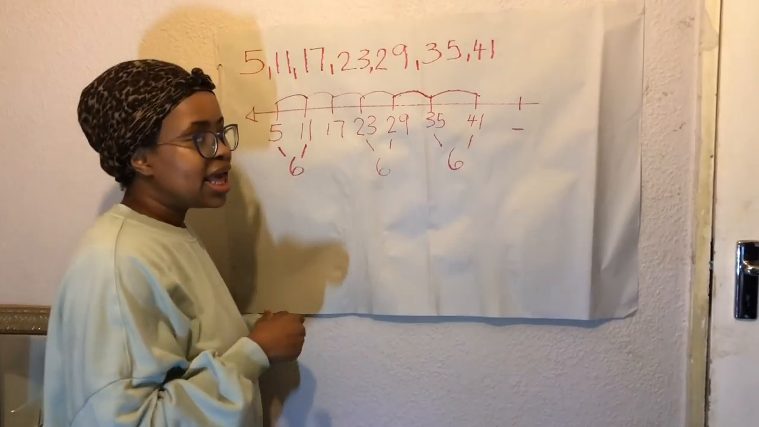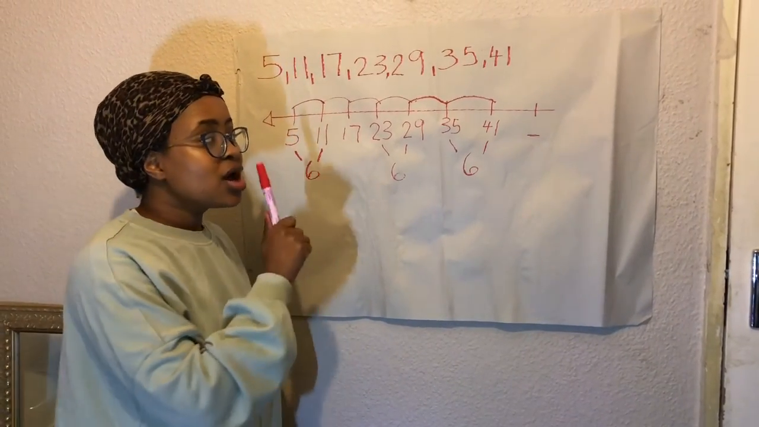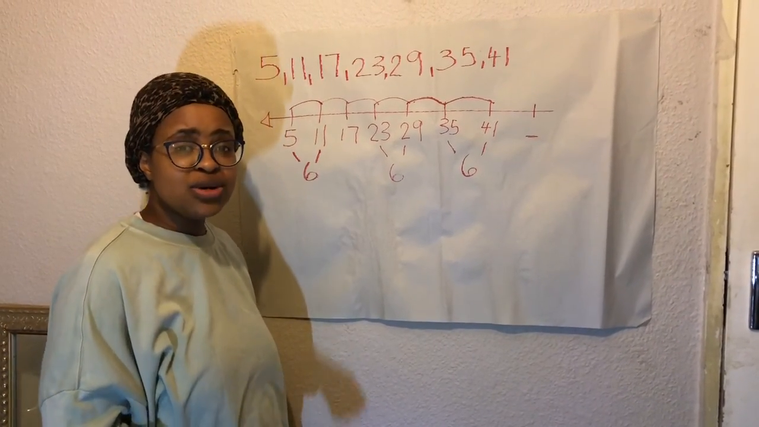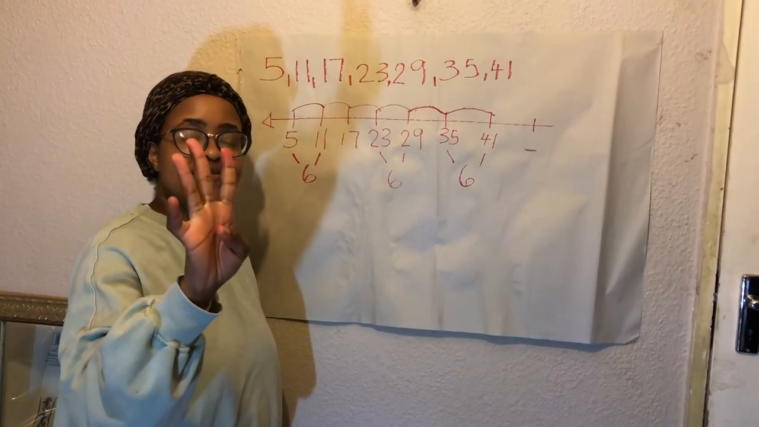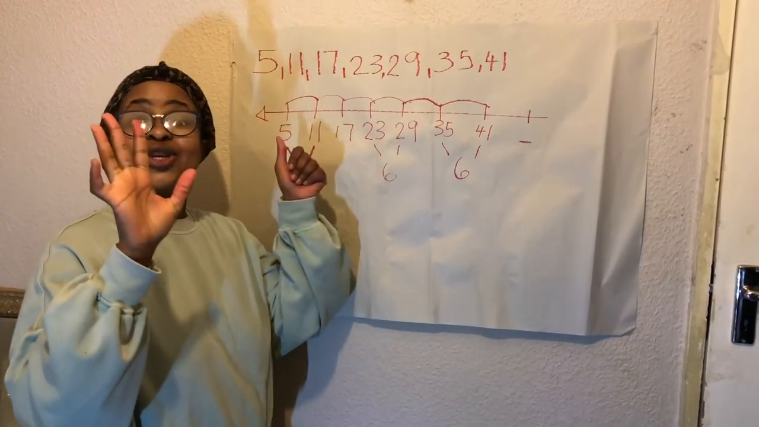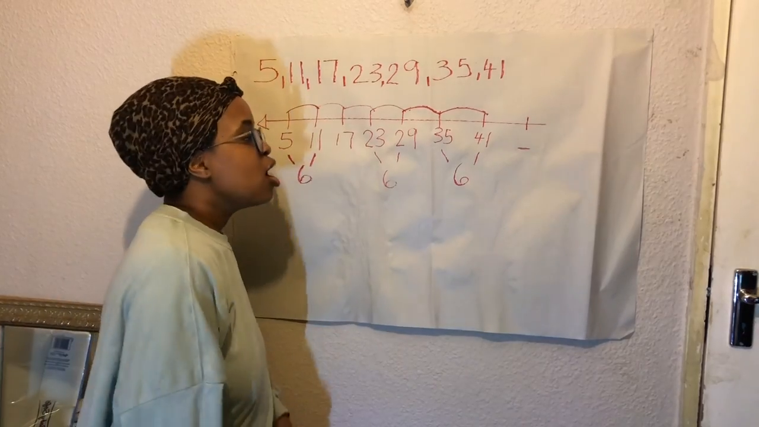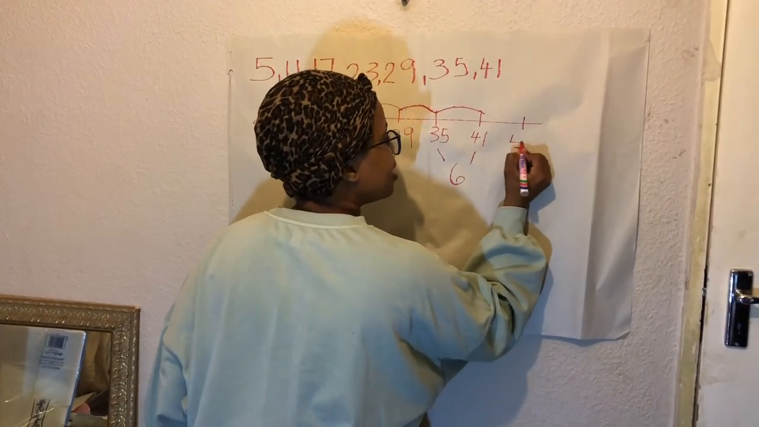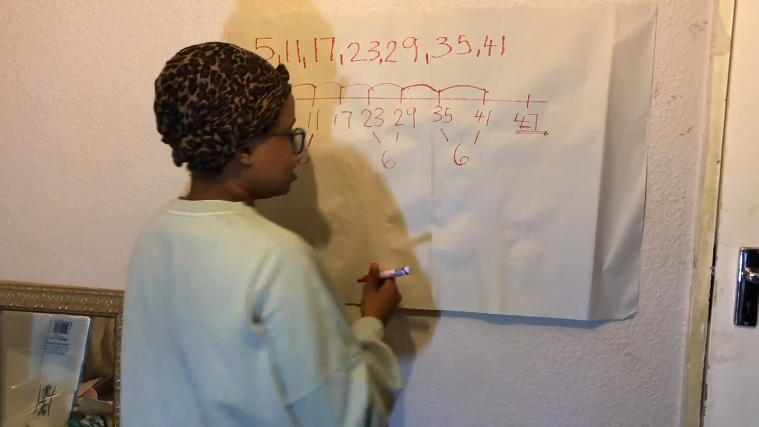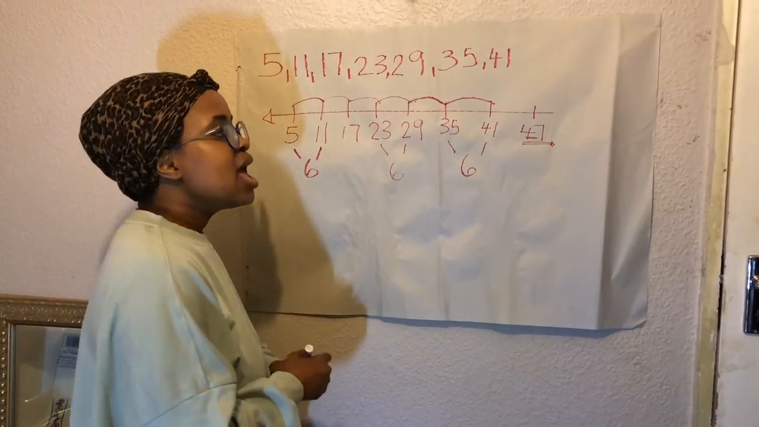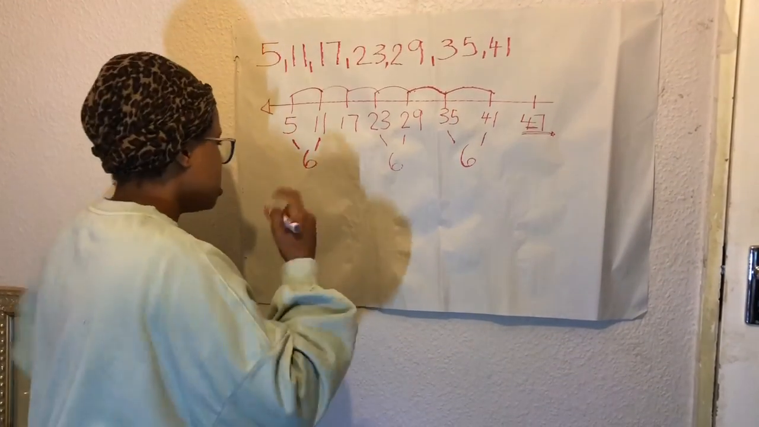So now, like I said, we're going to find the next number. So now it means that we're going to count from 41. 41, 42, 43, 44, 45, 46, 47. The next number for this pattern is 47. That's the next number for this pattern. And we know this because we found the rule for this pattern.